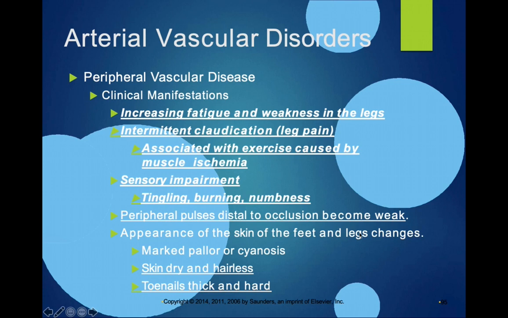Appearance of the skin in the feet and the legs, well, you have to look for bluing or any discoloring, marked pallor or cyanosis. If the skin is dry, if there's no hair on the legs, the toenails are thick or any type of fungal thickening there, and they become hard, all signs of poor circulation to the lower leg.